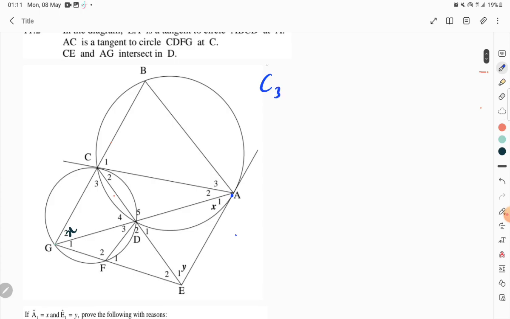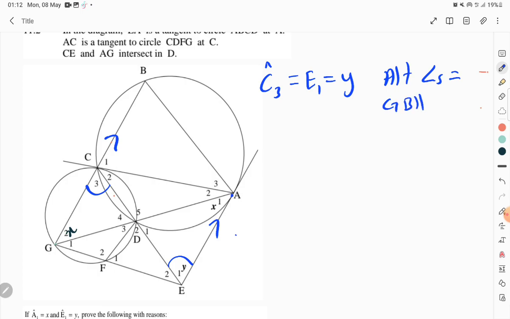C3, which is found equal to E1. They are both equal to Y. Reason: these are alternate angles, because these lines are parallel to each other, so alternate angles are equal, right? With GB, I can just say GB is parallel to EA. So we know that this C3 is also equal to Y.